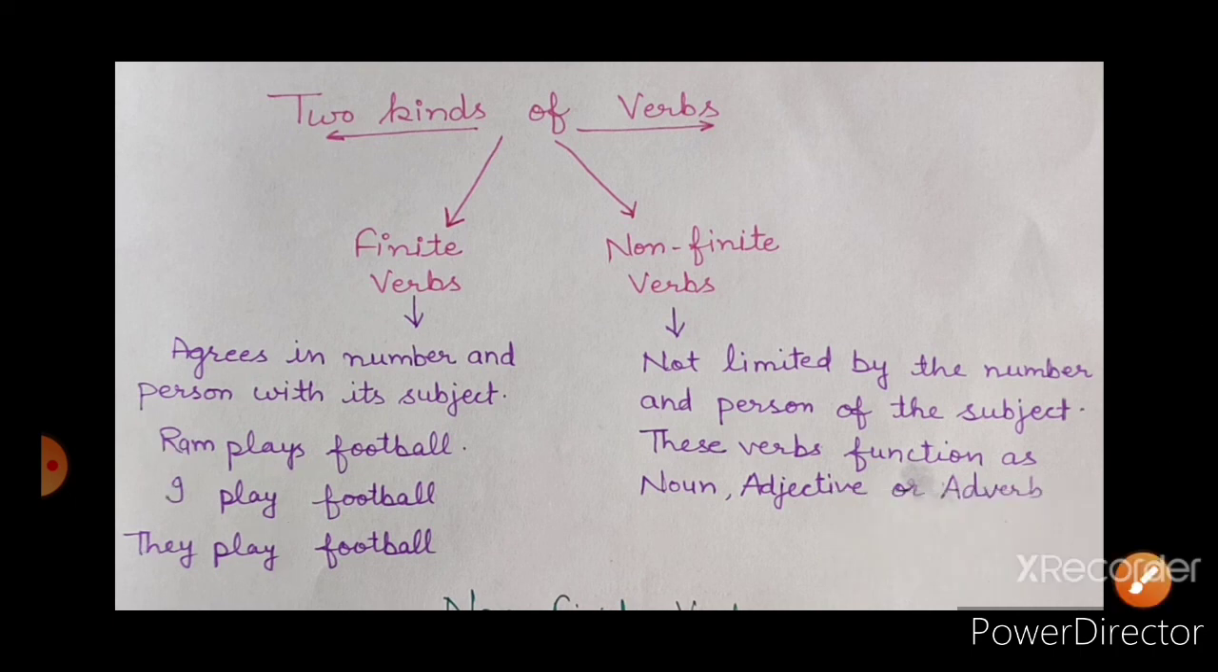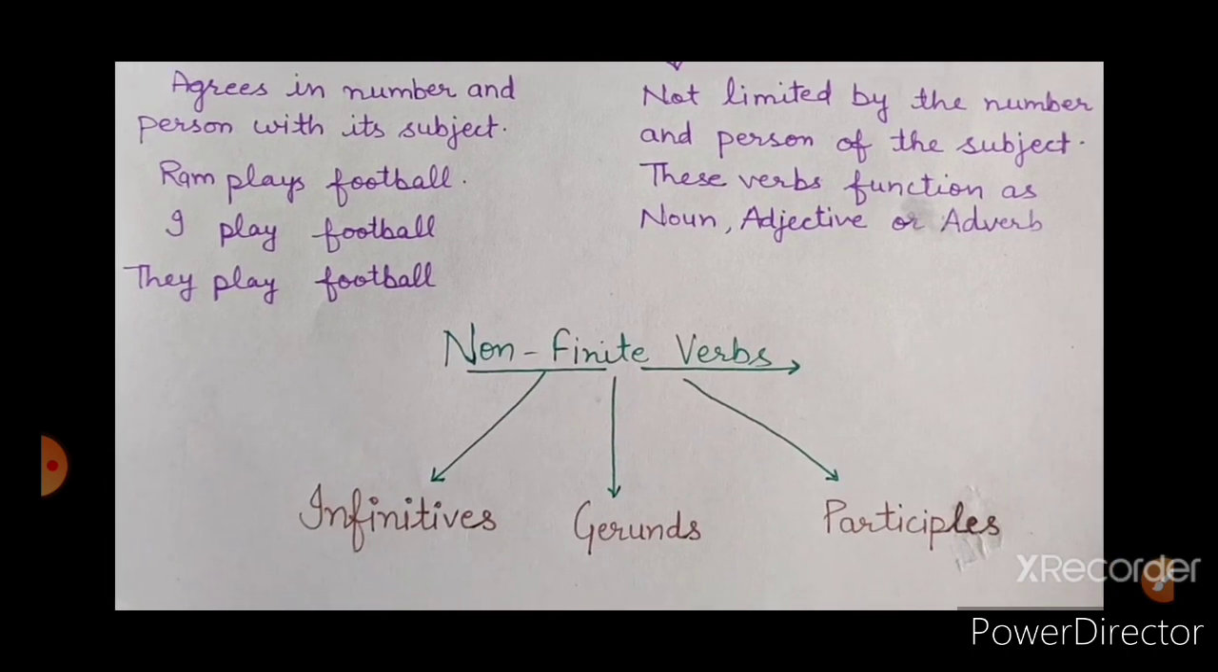Now what are non-finite verbs? These verbs are not limited by the number and person of the subject. These verbs function as noun, adjective or adverb. Examples we have already discussed. Now, there are three types of non-finite verbs. The first one is infinitives, the second one gerund, and the third one is participles. In our class, we will discuss the exercise related to infinitives. In infinitive, we have two types. The first one is infinitive with to, and the second one is infinitive without to.